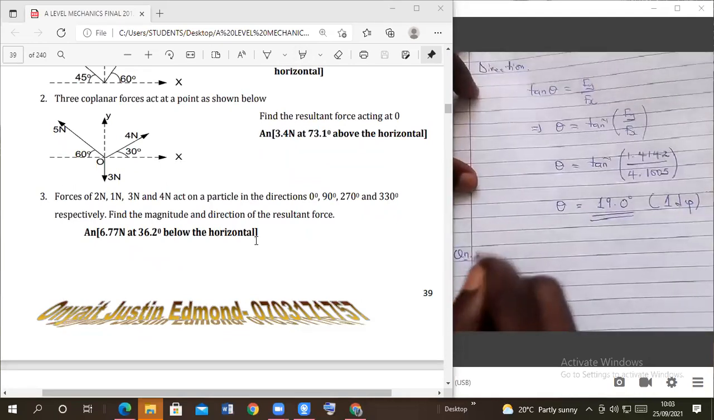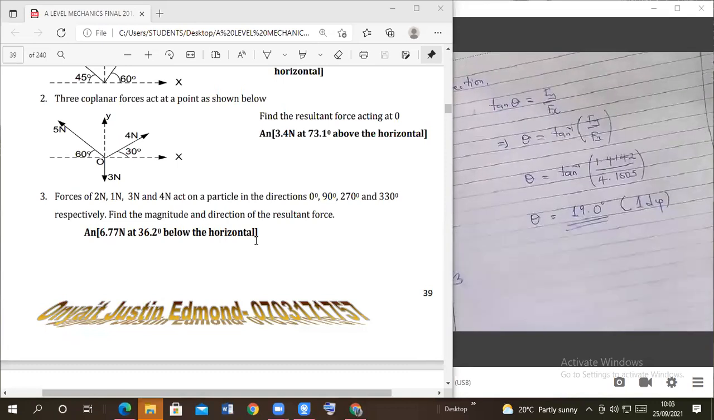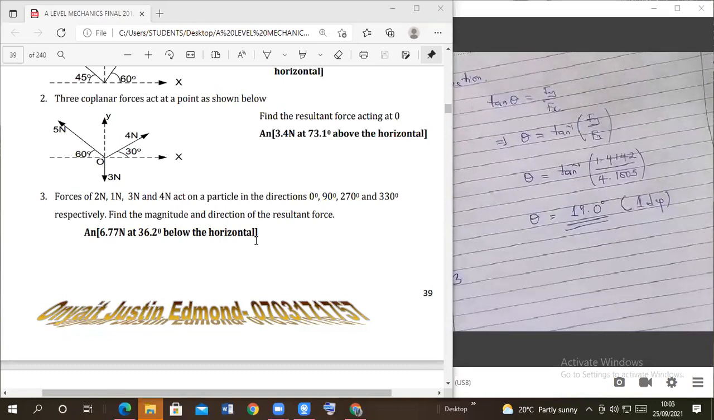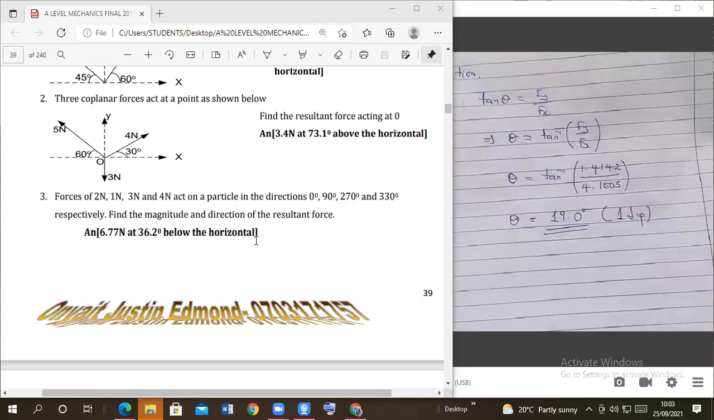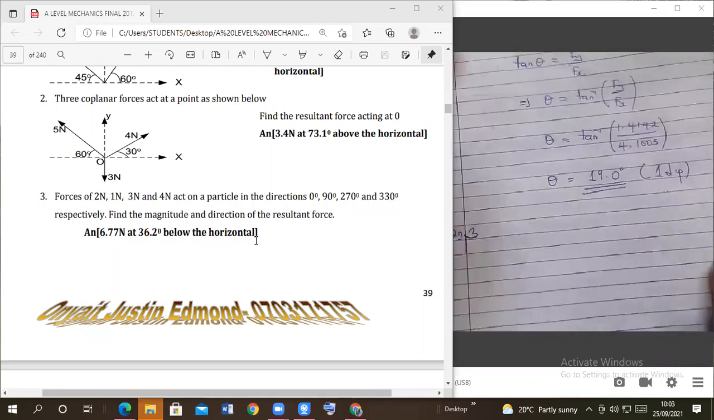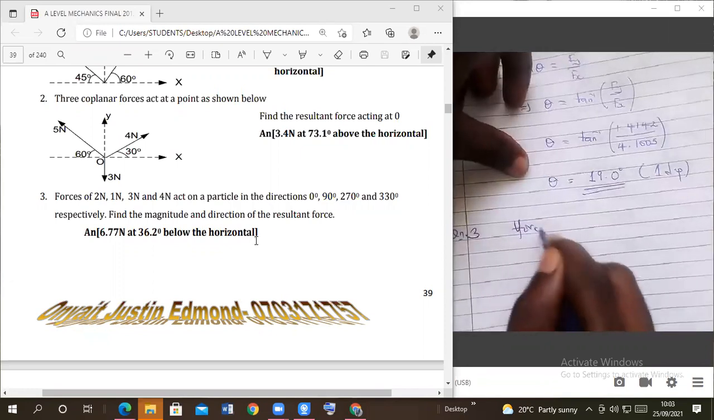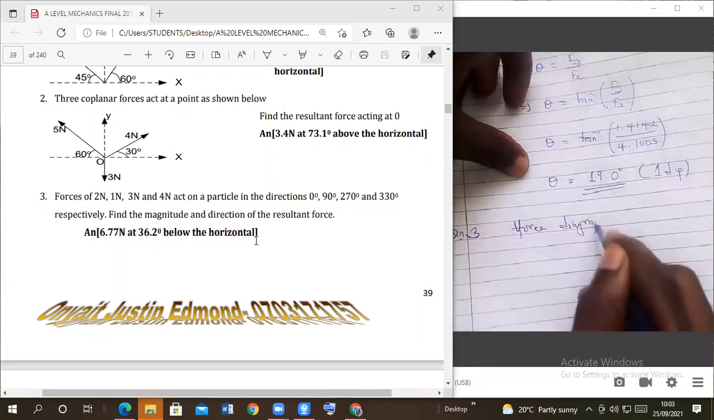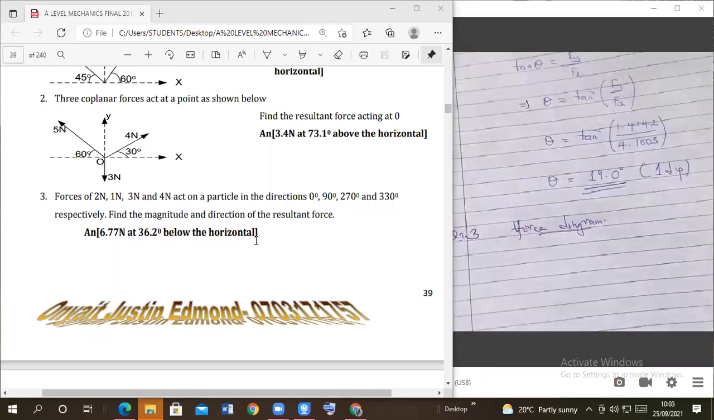Question number three. Forces of 2 Newton, 1 Newton, 3 Newton, and 4 Newton act on a particle in directions of 0 degrees, 90 degrees, 270 degrees, and 330 degrees, respectively. Find the magnitude and direction of the resultant force. The first thing you must do, members, is draw the force diagram.